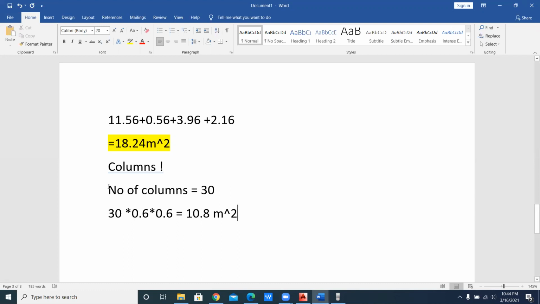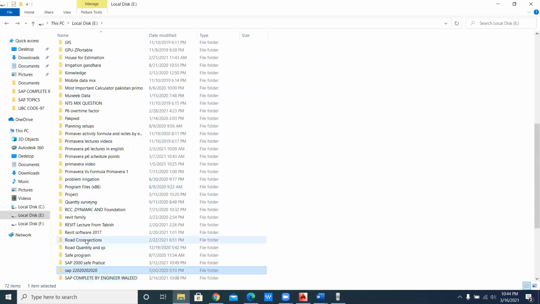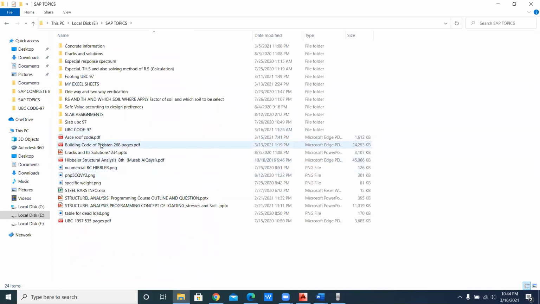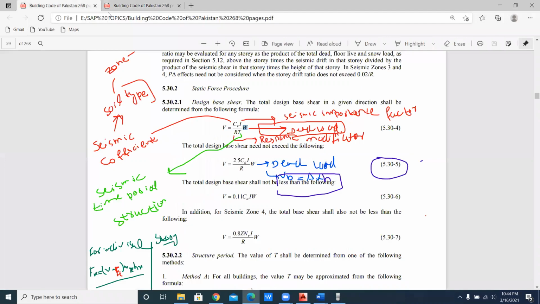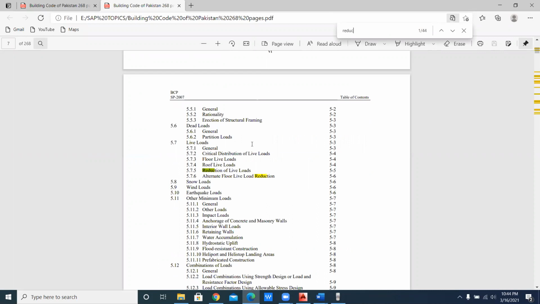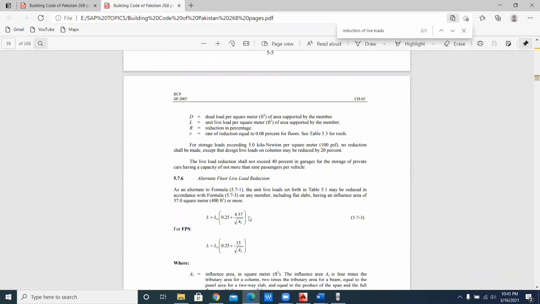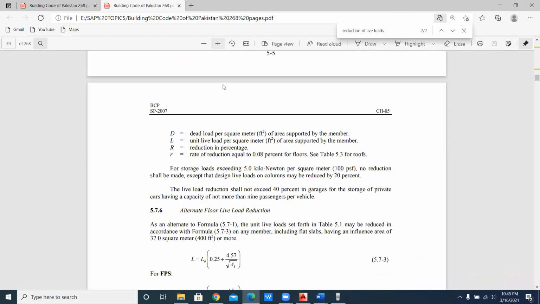Whereas our UBC code 107 says that, if I open my code here, and here I'm going to check the reduction of load. If I search here for reduction of load, then you will see here this one. So this UBC code says that the live load reduction shall not exceed 40% in garages.